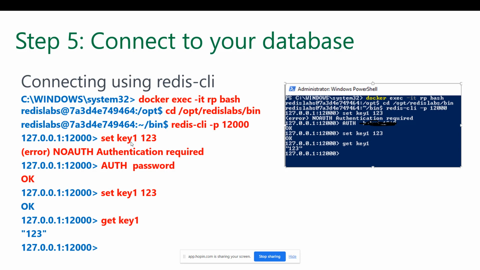If you write here set key1 123, it will give an error. You are not authenticated. You can see it here. We should authenticate. So auth password, which means authenticate with password, and then you should type the password you gave when you connected to Redis. And then set key1 123. So you remember that it is a key-value database. It means key1 will have a value of 123. get key1 will give us the value here.